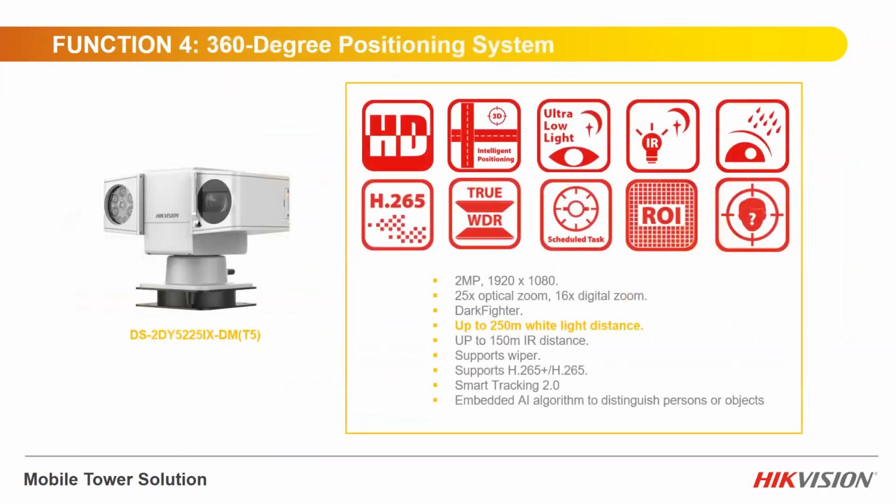A 360-degree positioning system. This is a 2 megapixel camera with a 25 times optical zoom, dark fighter technology for low light situations, as well as smart tracking 2.0 and the ability to distinguish persons from other objects.